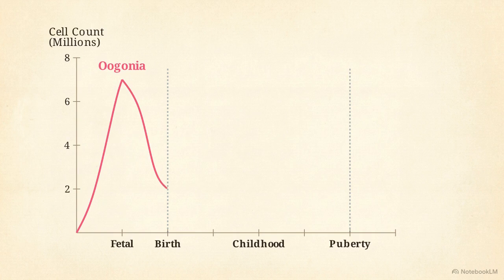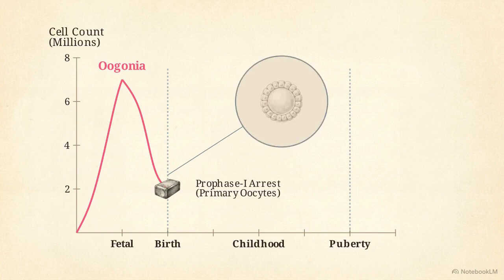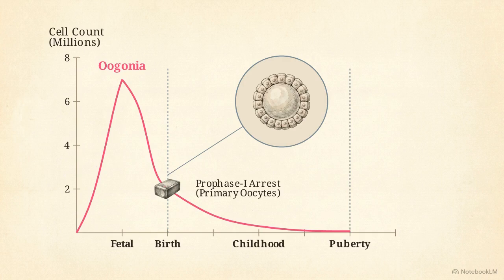These fetal cells immediately begin meiotic division, but long before completing it, they hit an enforced biological pause. They enter prophase 1 and arrest there temporarily, becoming primary oocytes. While suspended, each primary oocyte is encased in granulosa cells, establishing a primary follicle. From birth to puberty, millions of these follicles degenerate. The original reserve is reduced to just 60 to 80,000 follicles per ovary.